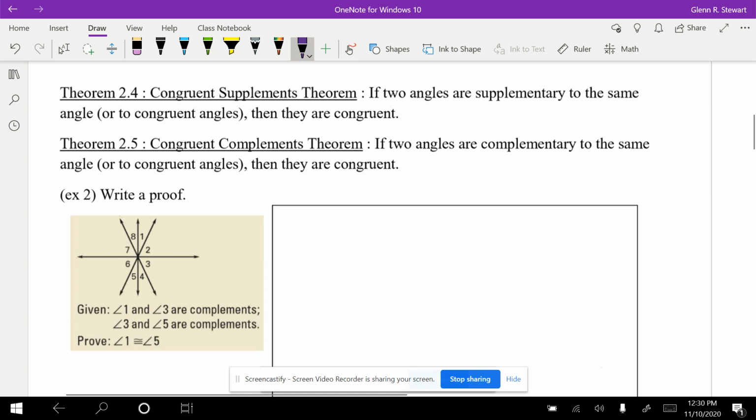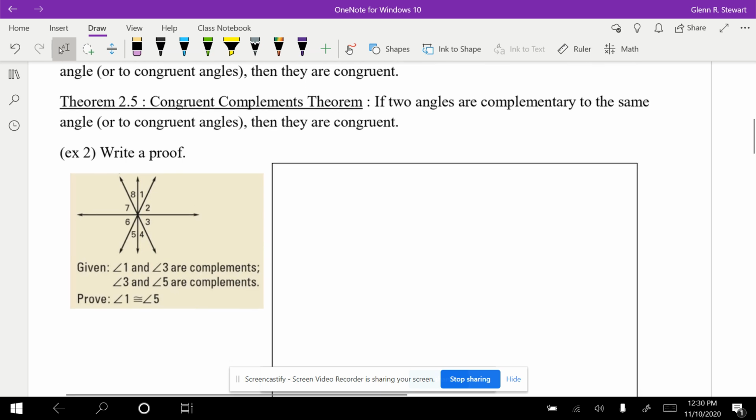Theorem 2.4 is the congruent supplements theorem. It says if two angles are supplementary to the same angle, then they are congruent. Theorem 2.5 is the congruent complements theorem. So that is also saying that if two angles are complementary to the same angle, or to two congruent angles, then they are congruent as well.